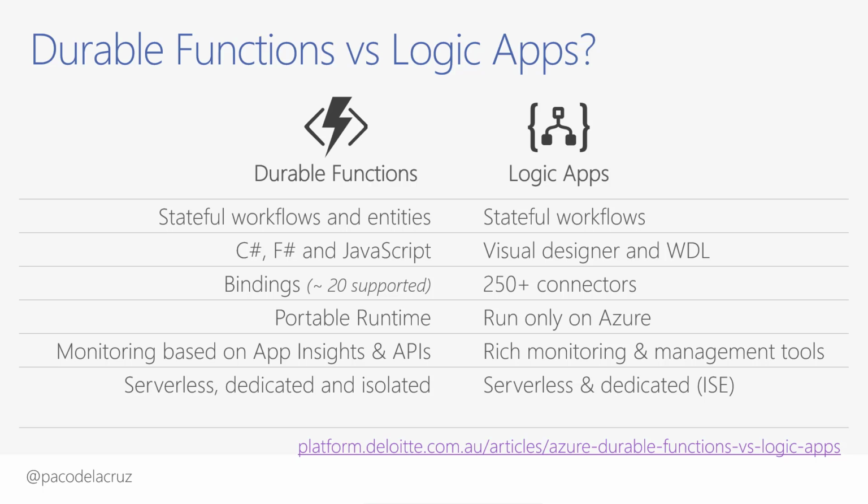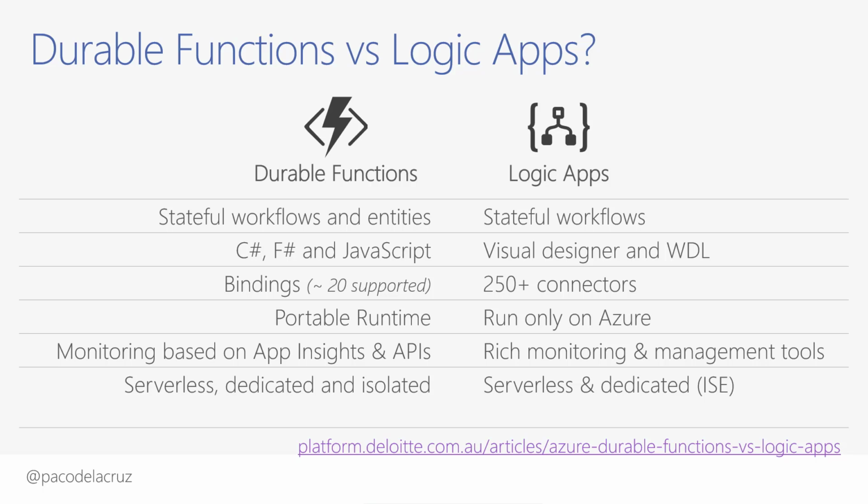Durable Functions have a portable runtime, while Logic Apps only run on the cloud. The monitoring of Durable Functions is not as extensive, so it's all based on App Insights and APIs. You can call the management API, whereas Logic Apps gives you very rich monitoring and management tools, and especially for the ops, this is a good capability of the platform.